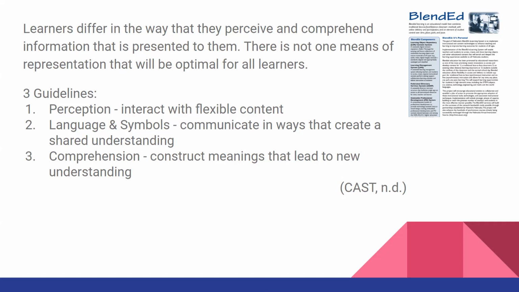Language and symbols, the way that it's communicated to us to create a shared understanding. That may be the print, that may be the technology resource we use, that may be sound, however that language is communicated with us. And the third component that we have to think about in this portion is comprehension. How do we allow learners to construct meaning for the concepts that we have just offered them? Do we provide methods that reach everybody? All three of these guidelines are critical in building a strong multiple means of representation in the classroom.